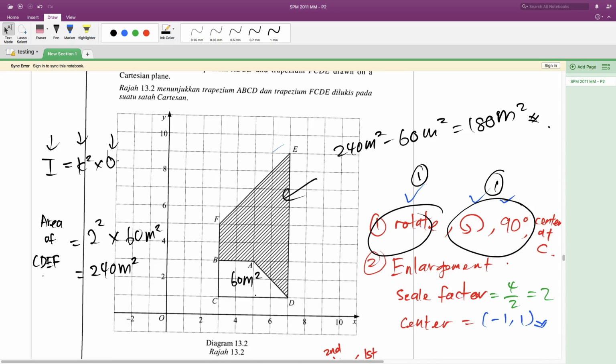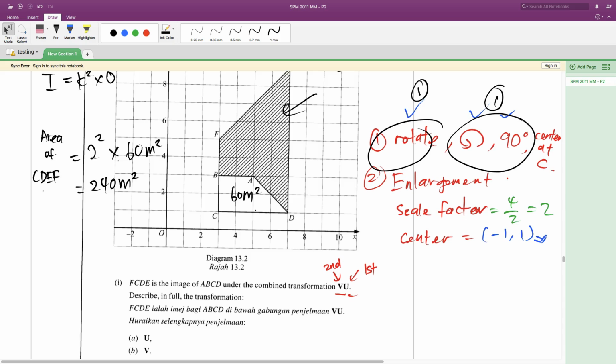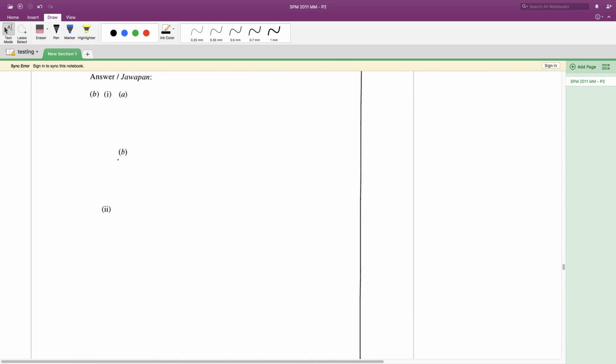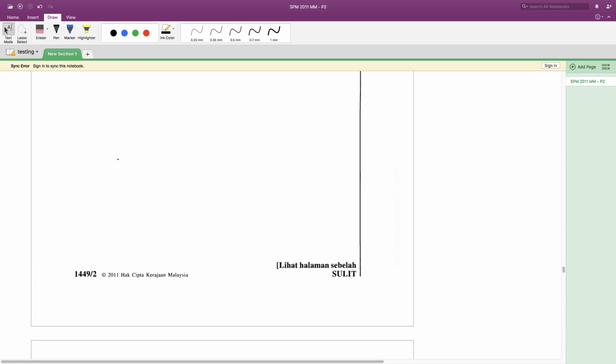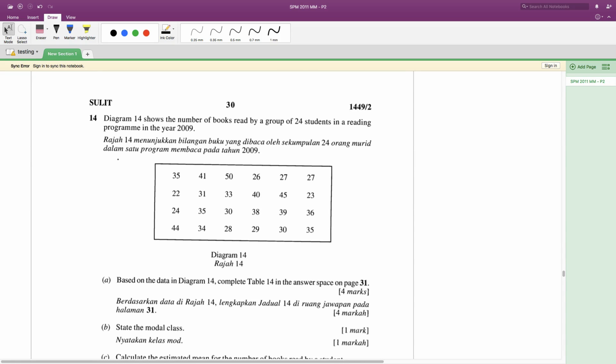Alright, so far so good. If I write the center but it's wrong, I can still get 2 marks. Yes. If you are just wrong about the center point, you are correct about the rotation, and you are correct about the direction, which is anti-clockwise 90 degrees, you will still get 2 marks. Yes.